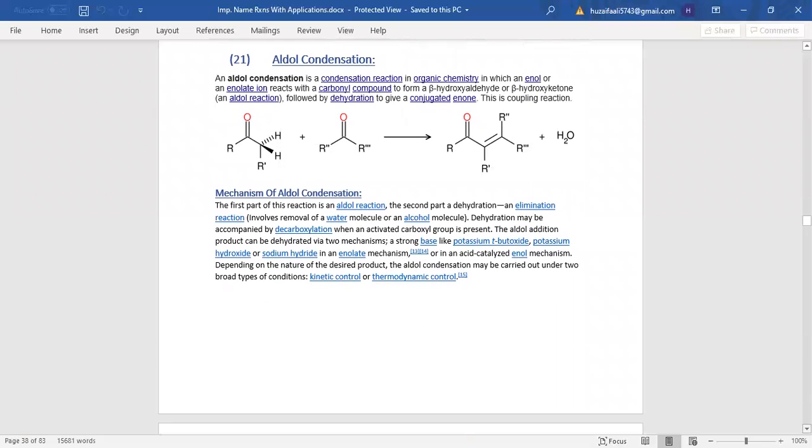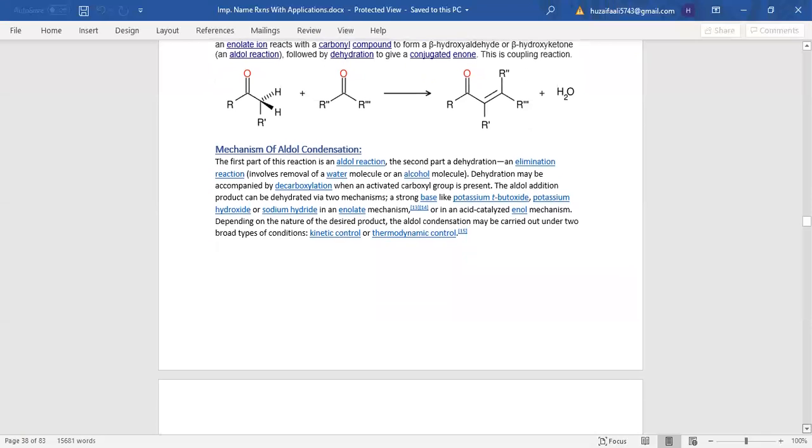Aldol condensation. An aldol condensation is a condensation reaction in organic chemistry in which an enol or an enolate ion reacts with a carbonyl compound to form a beta-hydroxyaldehyde or beta-hydroxyketone, followed by dehydration to give a conjugated enone. This is a coupling reaction. Mechanism of aldol condensation.